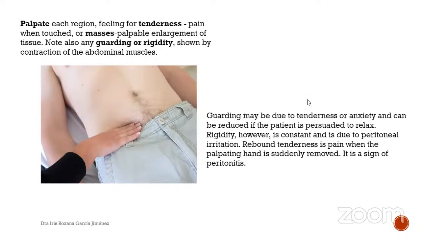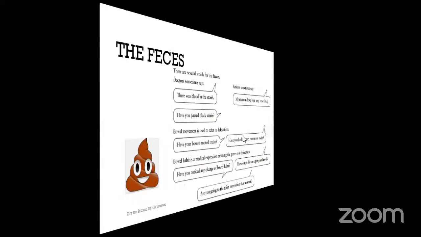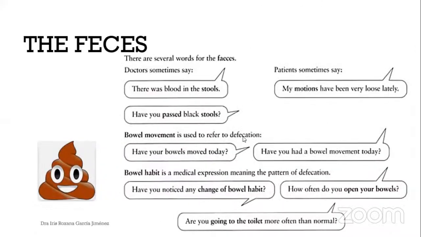Guarding may be due to tenderness or anxiety. The way to reduce this is persuade to relax the patient or maybe distract the attention while talking about something different. Rigidity, on the other hand, is constant and is due to peritoneal irritation. Rebound tenderness is pain when the palpating hand is suddenly removed. We all know that it's a sign of peritonitis, inflammation of the peritoneum, right? Just for considering this.